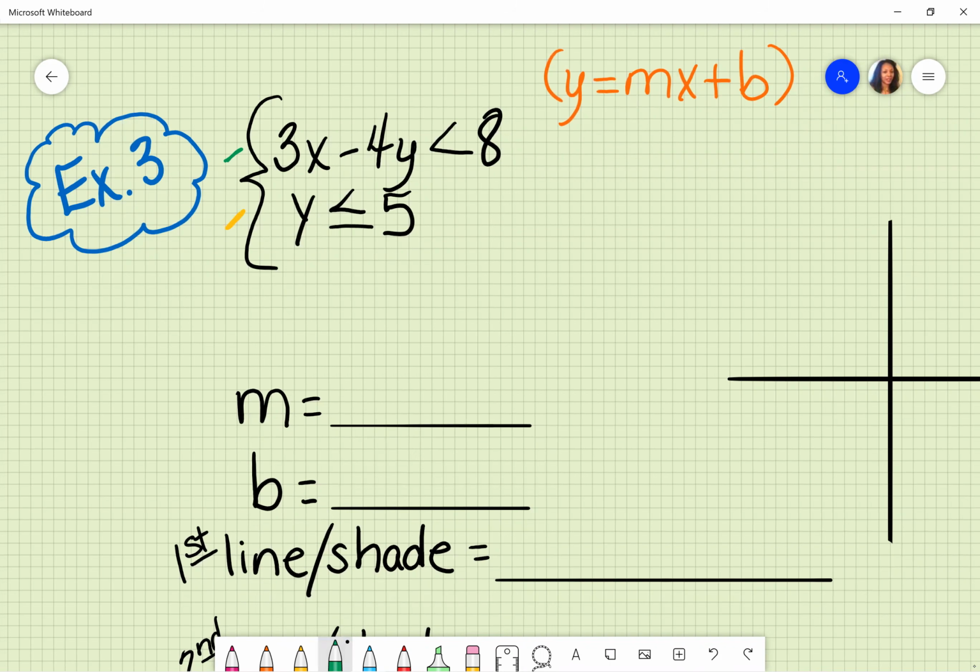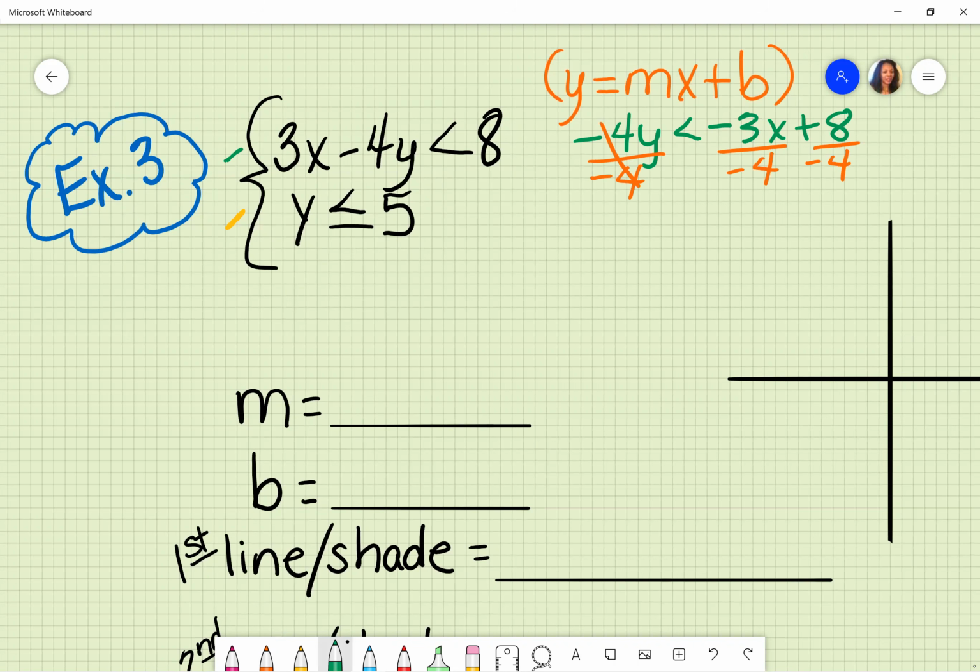All right, so the first one, I'm just going to move that 3x over to the other side. So that results in negative 4y is less than negative 3x. And I always put my x first so it's in that slope-intercept form. But there's already a plus 8 there. So now what I want to do is divide both sides by this negative 4. And that means everything has to be divided.